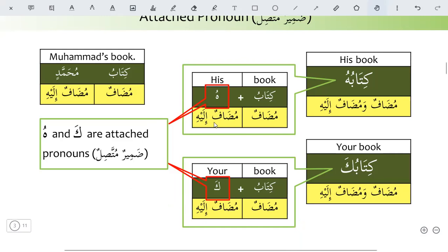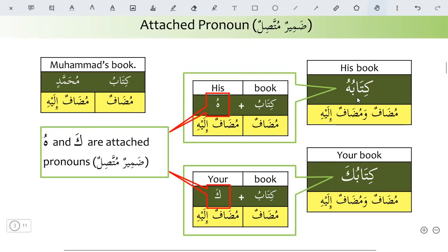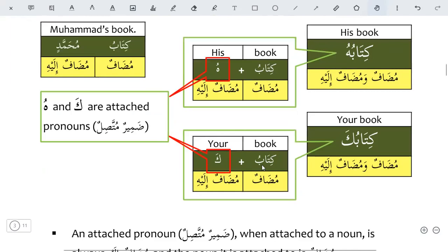Hu is an attached pronoun. We can attach it to other nouns, and this will be the form: kitabuhu. Kitabuka, your book. Kitabu is mudaf, ka is mudaf ilayh.